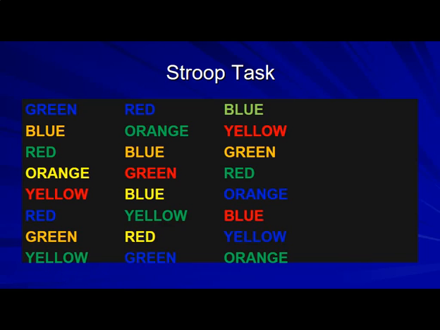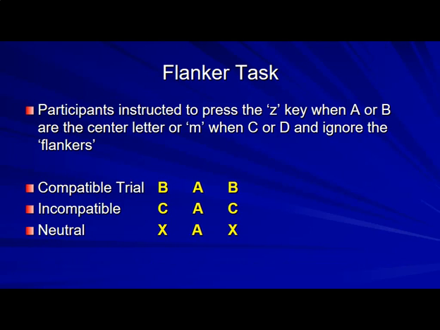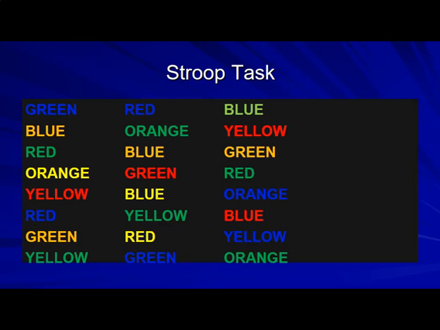So what you have to do then is inhibit the word to be presented. So in the flanker task, we're trying to inhibit these flankers and focusing on the center. That's what the selective part of the selective attention is. In the Stroop task, we're focusing on one aspect of the same stimulus. So we have to focus on the color and ignore the word.